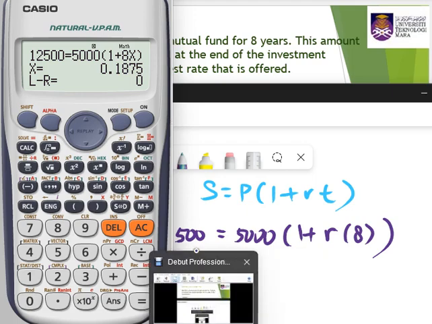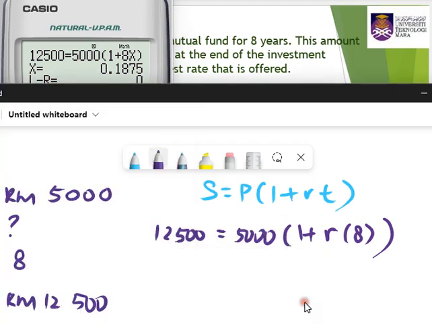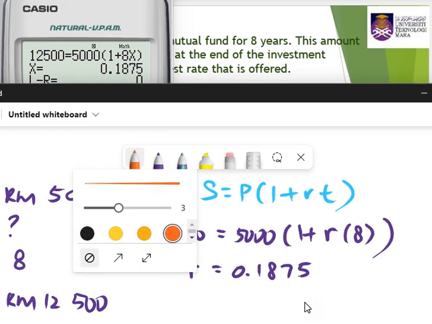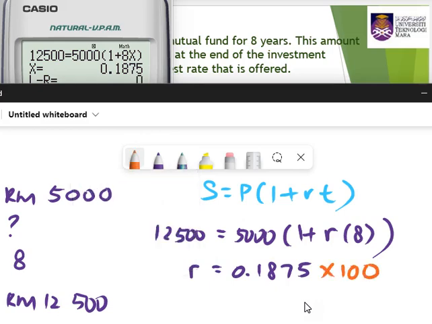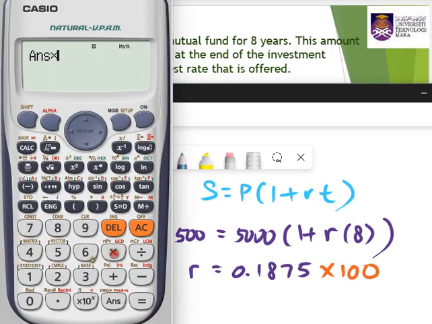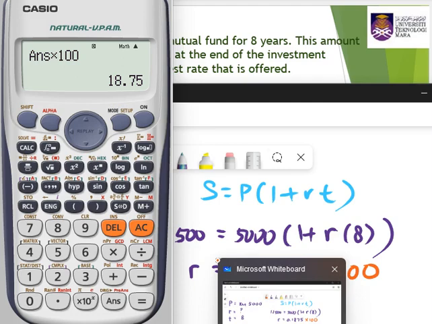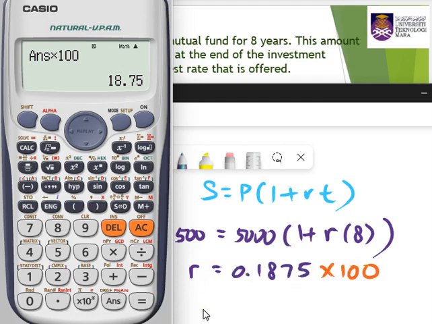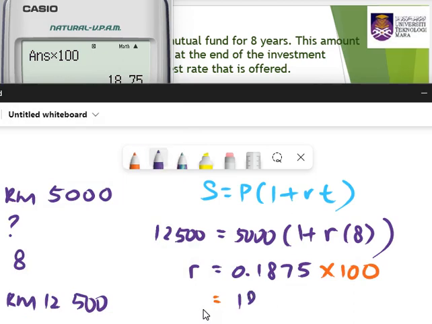So do you remember to write in? That is R equal to 0.1875. Do you remember our answer is in percentage? So you may need to multiply with 100. So multiply with 100. So you have 18.75. So 18 point 75%. So that's your last answer.